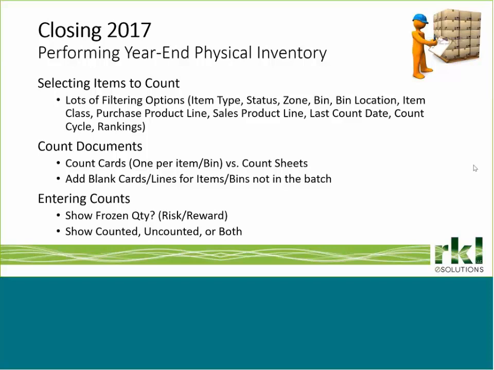Once you're actually in and entering those counts, you also can select in newer versions of 500 whether the grid that shows these items that have been frozen, whether or not you look at the items that have already been counted, those that have not yet been counted, or both. So if you've got a couple of thousand inventory items in one particular batch, you may not want to be looking at everything all at once.